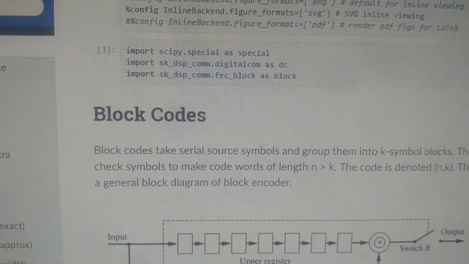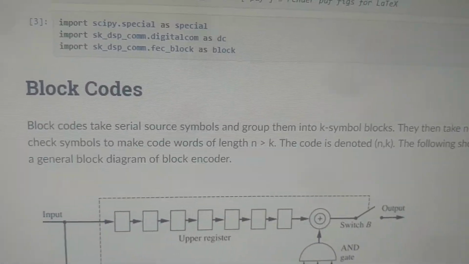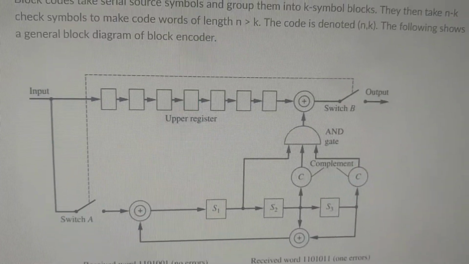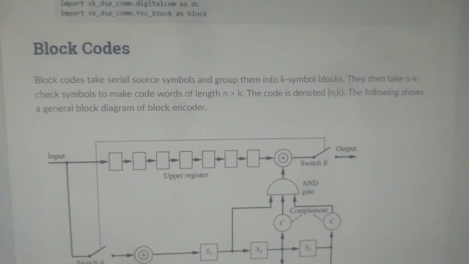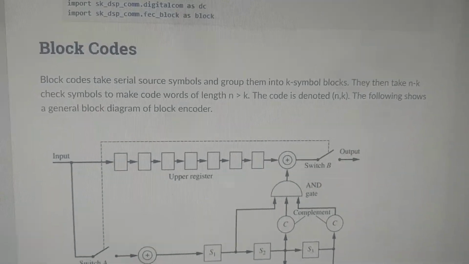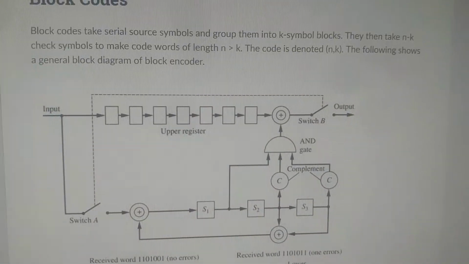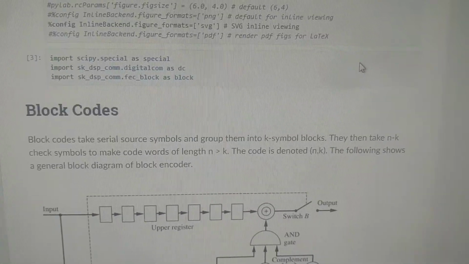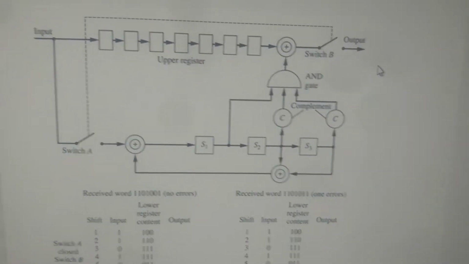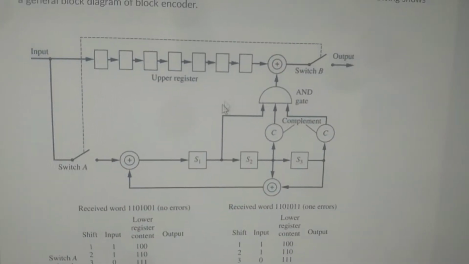Before we start with the Hamming code, let's start with the block code. Block code is a code with a finite number, that means fixed length, which is n. It is shown by n comma k. N is the code length and k is the information bits. Block code is shown by this diagram. So this is the block diagram of a block code.